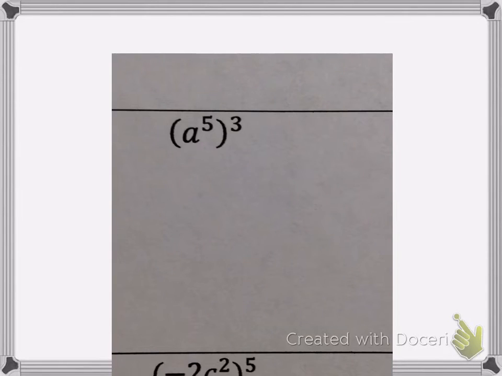The next example on power raised to a power is right here. Again, just taking that power 3 through to the 5. So we'll have a to the 5th times 3, which is a to the 15th power.